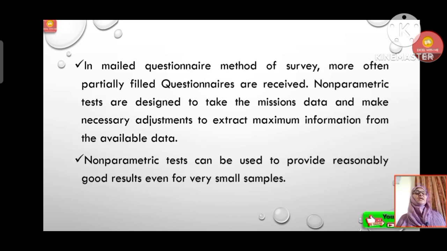In mailed questionnaire method of survey, more often partially filled questionnaires are received. Now, non-parametric tests are designed to take the missing data and make necessary adjustments to extract maximum information from the available data. Now, non-parametric tests can be used to provide reasonably good results even for very small samples.